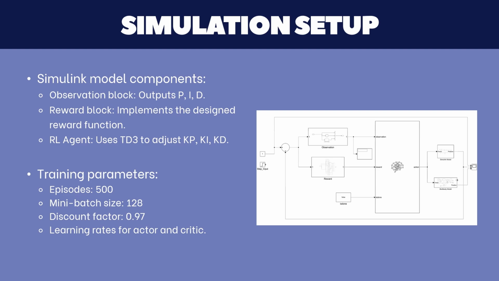And third one is the RL agent block. The TD3 agent interacts with the environment by adjusting the control force to optimize system performance. The training process involved running 500 episodes with a mini batch size of 128 and a discount factor of 0.97. The hyperparameters were fine-tuned based on insights from the research paper to ensure effective learning.